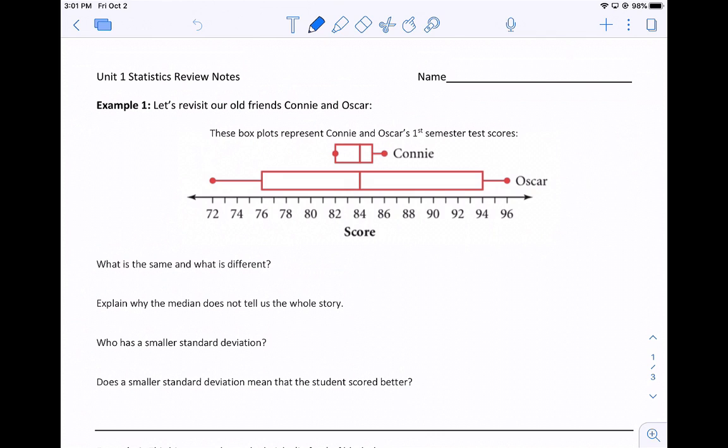There's just a few things that I want to review with you before you start reviewing on your own in preparation for our Unit 1 statistics test. So, first example, let's revisit our old friends Connie and Oscar. These box plots represent Connie and Oscar's first semester test scores. So, first question, what is the same and what is different?